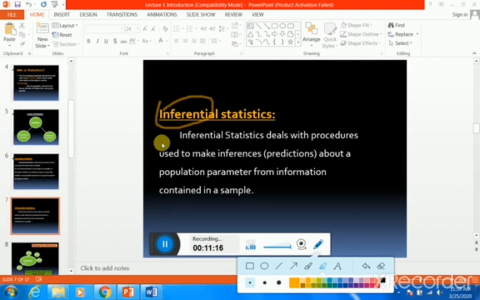Now according to this definition, inferential statistics deals with procedures and methods used to make inferences. Inferences mean predictions, conclusions, results about a population parameter from information contained in a sample. In other words, inferential statistics are the techniques and methods that allow us to study samples and then make generalizations about the populations from which they are selected.